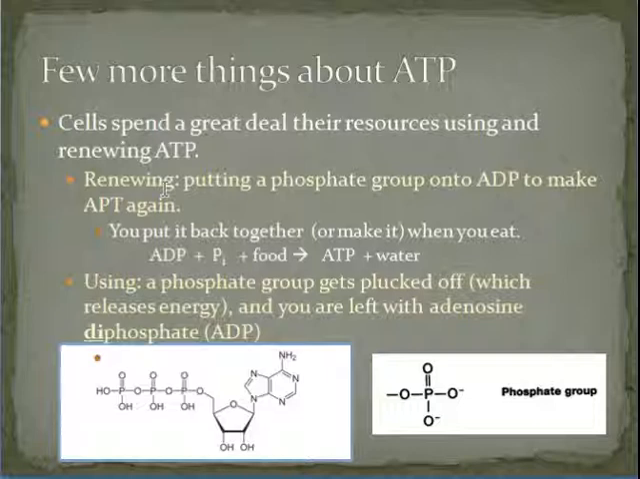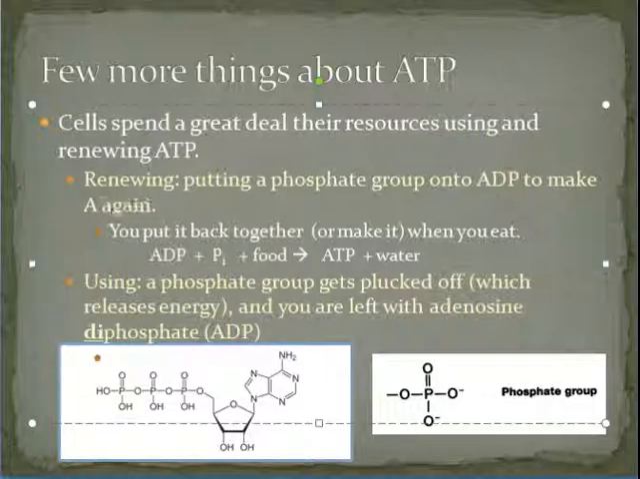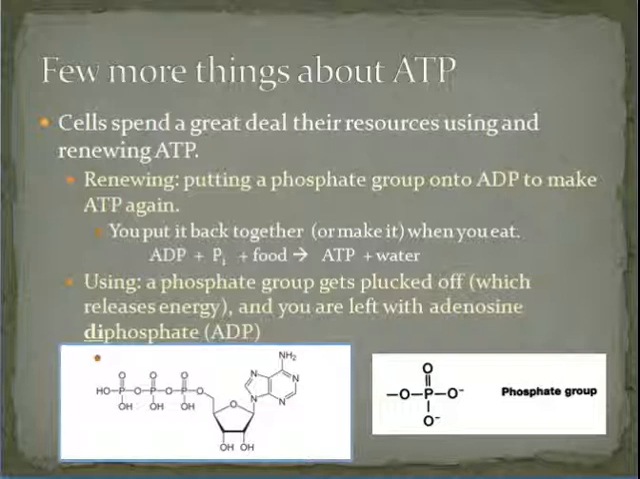So remembering that if you have ADP, which is adenosine diphosphate, so you only have 2 phosphates instead of 3, you put it back together when you eat. So if you have ADP with only 2 phosphates plus a phosphate, and you add food, you can make ATP and water.